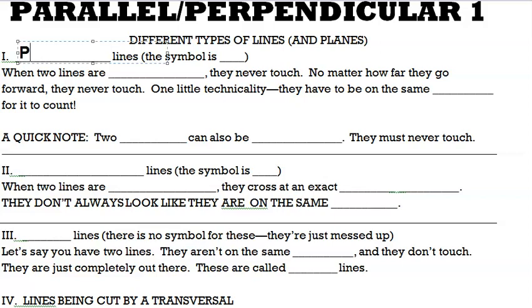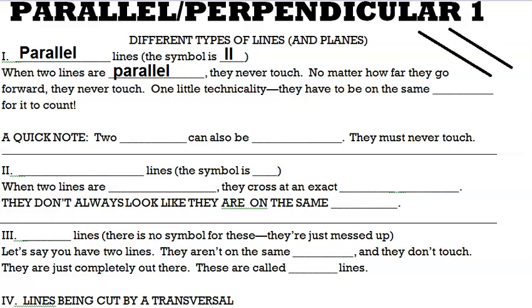It shouldn't be too long of a lesson today. We're going to start with the definition of parallel lines, and the symbol is just going to be two vertical lines like that. Nothing that shocking. When two lines are parallel, they never touch. I cannot emphasize that enough. No matter how far they go forward, they never touch. There is one little technicality, though. They have to be on the same plane for it to count. So again, you got two lines, and as they move along, they never, ever touch. Those would be parallel lines.